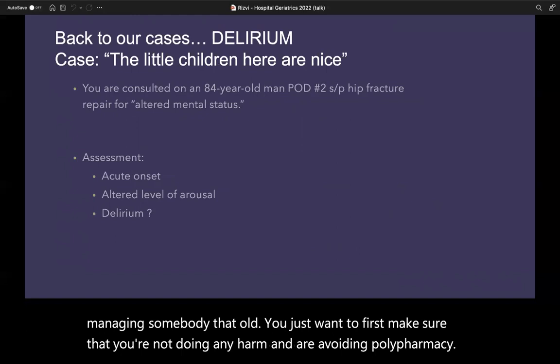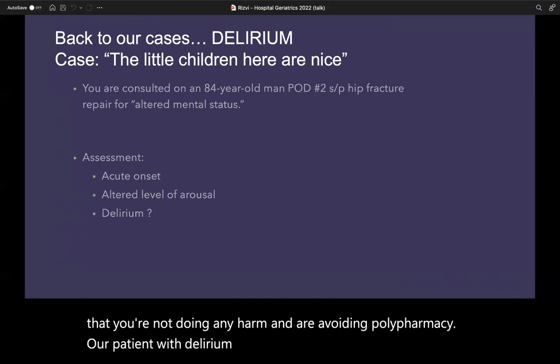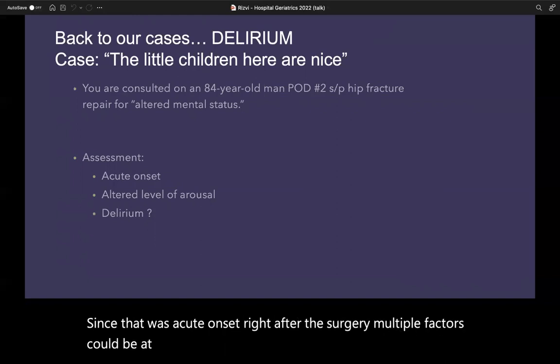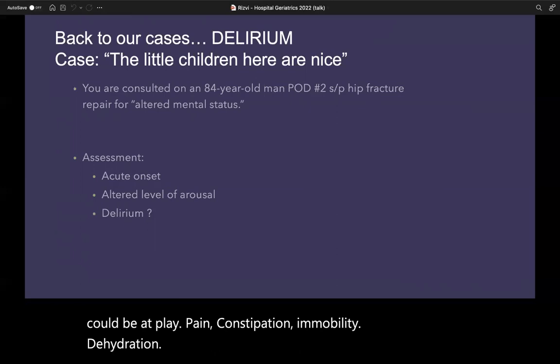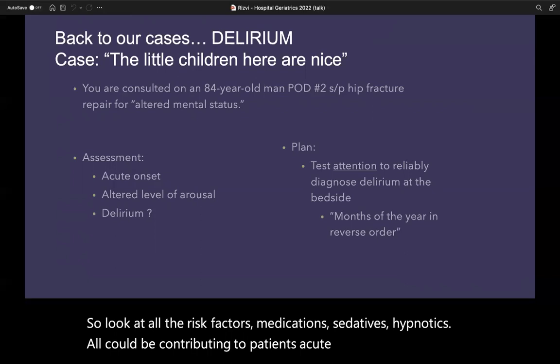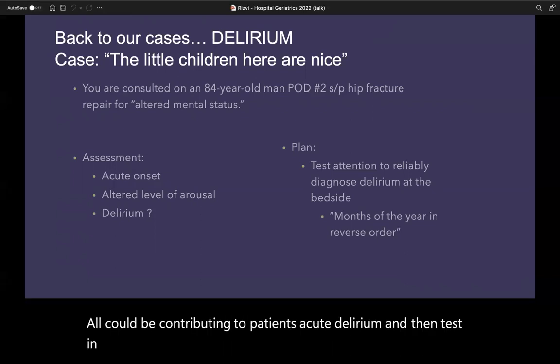Our patient with delirium after post-op day 2 of the hip repair: since that was acute onset, right after the surgery, multiple factors could be at play: pain, constipation, immobility, dehydration. So look at all the risk factors, medications, sedatives, hypnotics, all could be contributing to patients' acute delirium. And then test inattention by asking them to tell you the months of the year backwards.